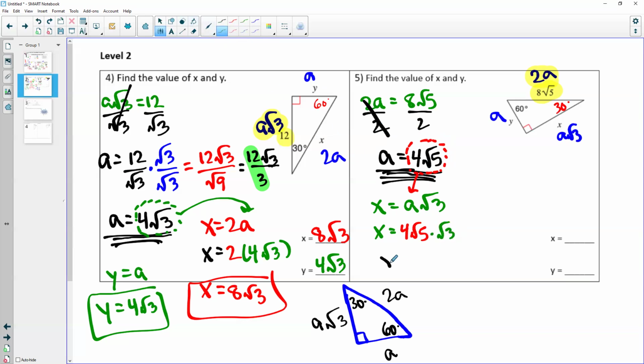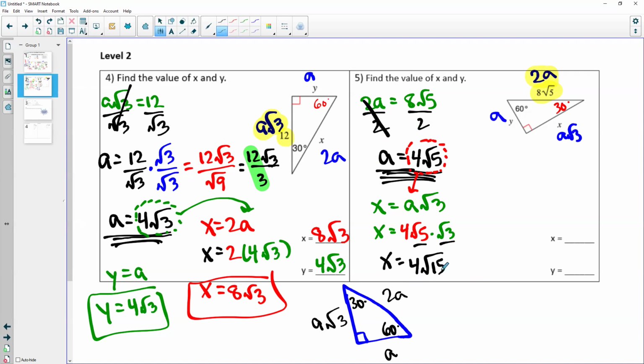If we're going to multiply this out, square roots can operate with other square roots when it comes to multiplication. So we're going to just multiply the numbers underneath. The 4 stays the same on the outside, but now we're working underneath the square root. 5 times 3 gives us 15. So our value for x is 4 times the square root of 15.